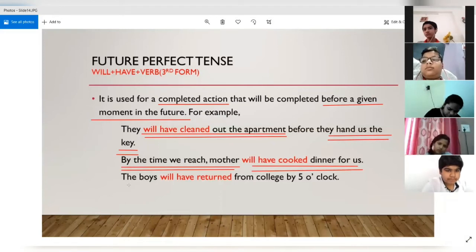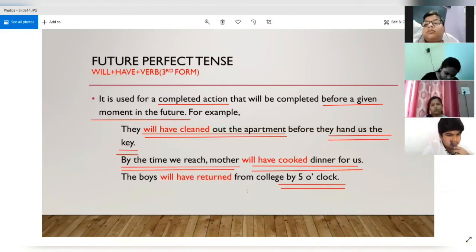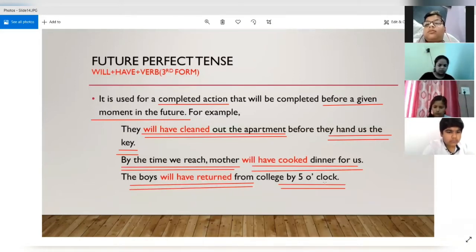Now see the last example. By 5 o'clock. So this is the stated or given moment in future. All right, this is the time given in future, that by 5 o'clock, what will have happened? The boys will have returned from the college. So this is the activity which would have been completed by this given time in future. So this is the use of future perfect tense.